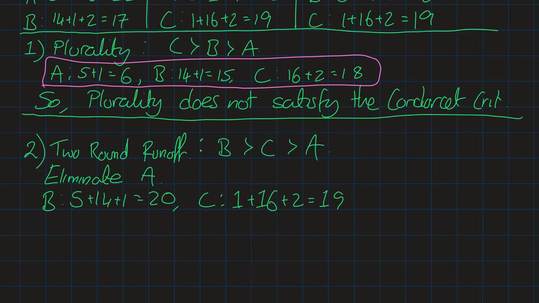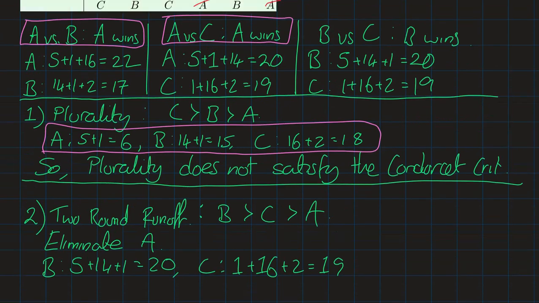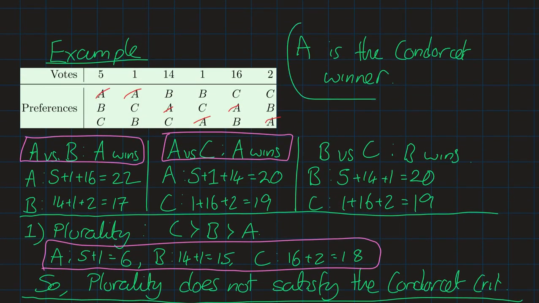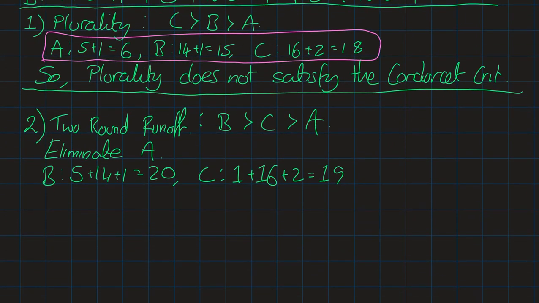Okay, so this means under the 2-round runoff, the social ranking is going to be B beats C beats A. Okay, well, again, A is not the winner. Even though A is the Condorcet winner in this particular voting profile, the 2-round runoff voting system puts A in last place, which is definitely not first place.